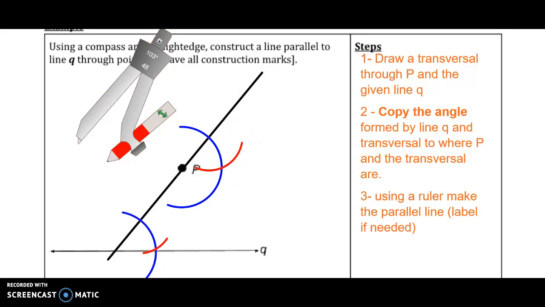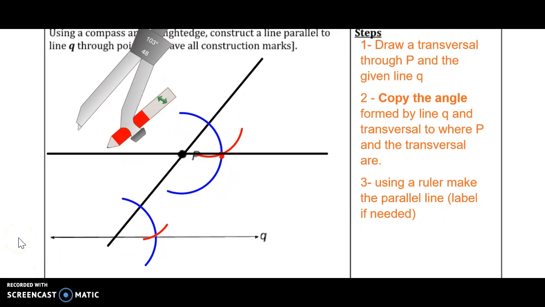So now I have two arcs that intersect, and we know that there we can put a point. And we know that we need a minimum of 2 points to make a line. And there is my line that is parallel to Q that passes through point P. And that is the video for copying an angle.